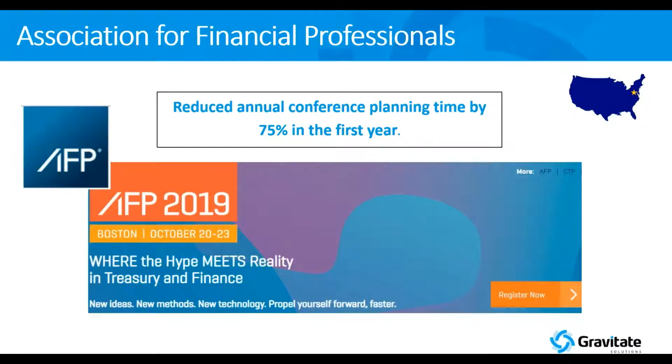Like all associations, preparation time for the conference is enormous. Generally, there are lots of lists, reports, and metrics that you need to develop. And if your registration solution is split from your AMS, it's even doubly difficult. With Nucleus, the AFP was able to reduce their conference planning time by 75% in the first year.